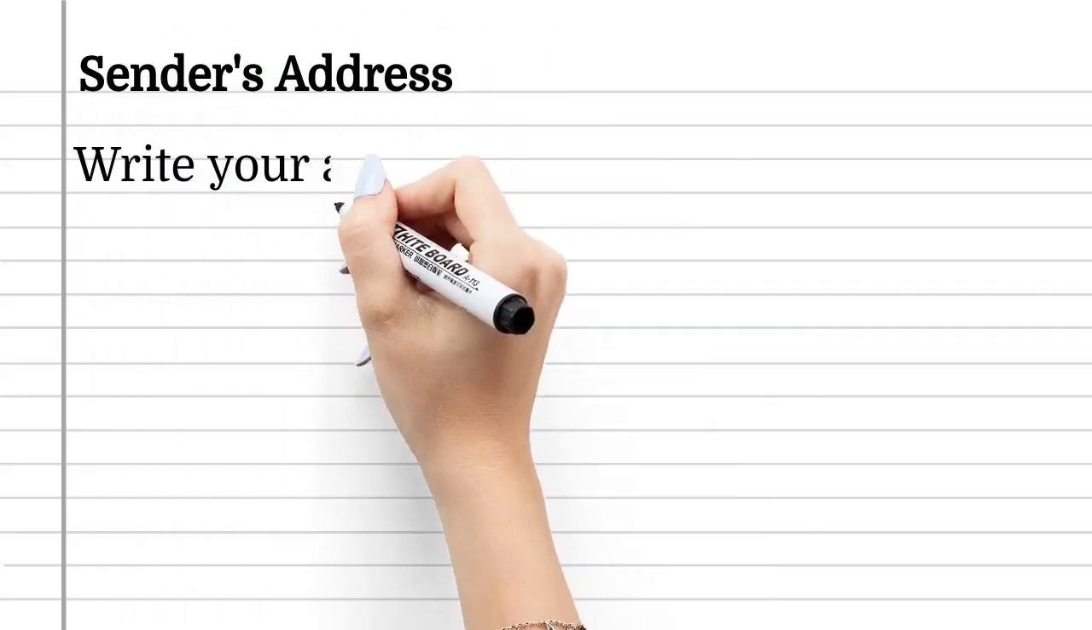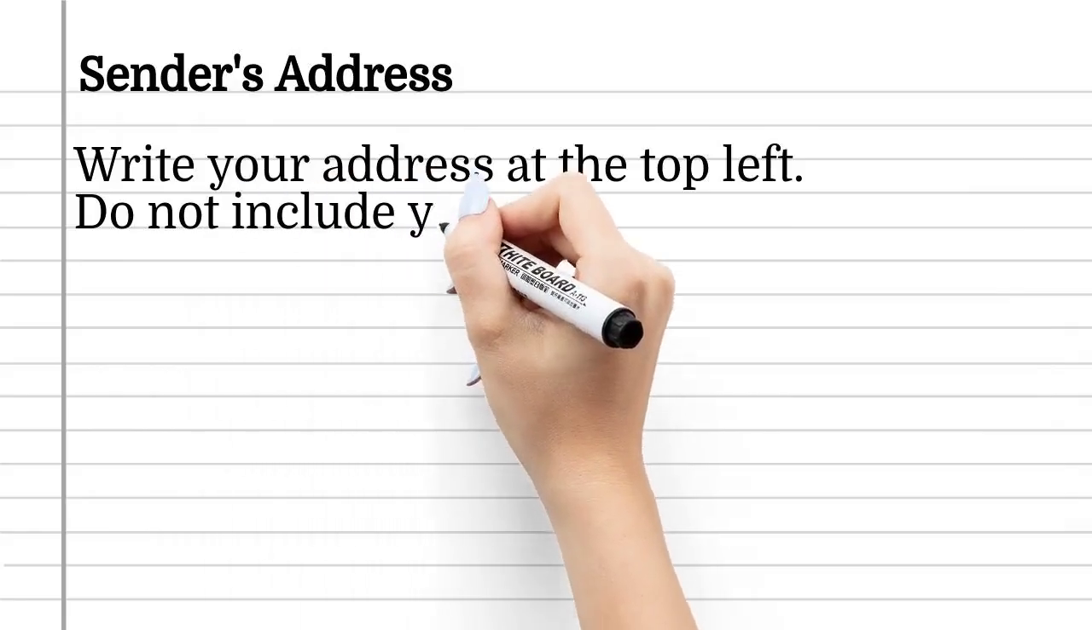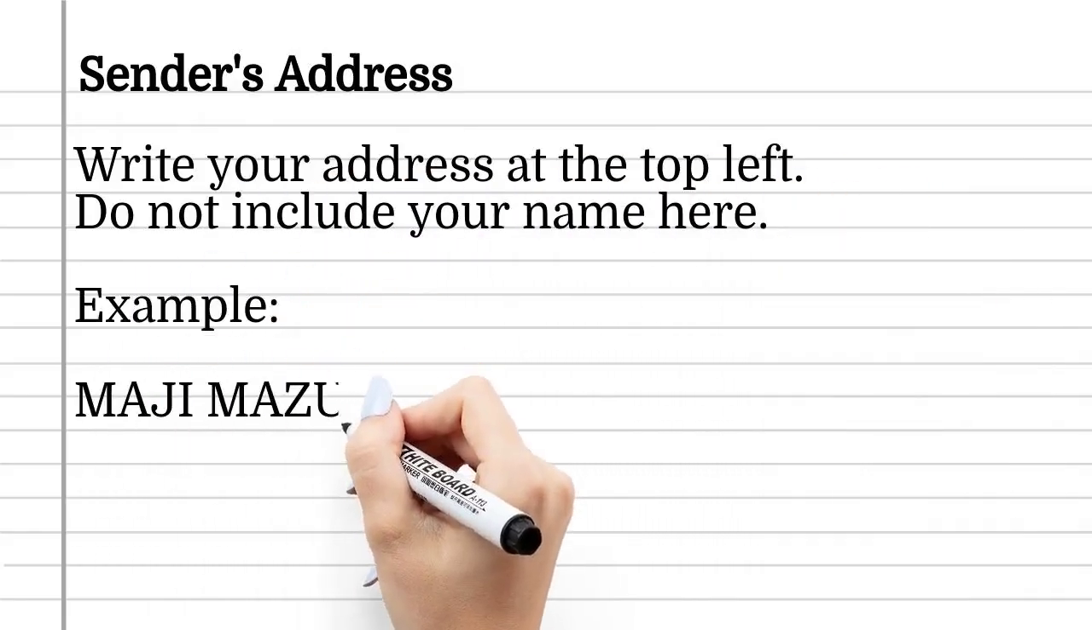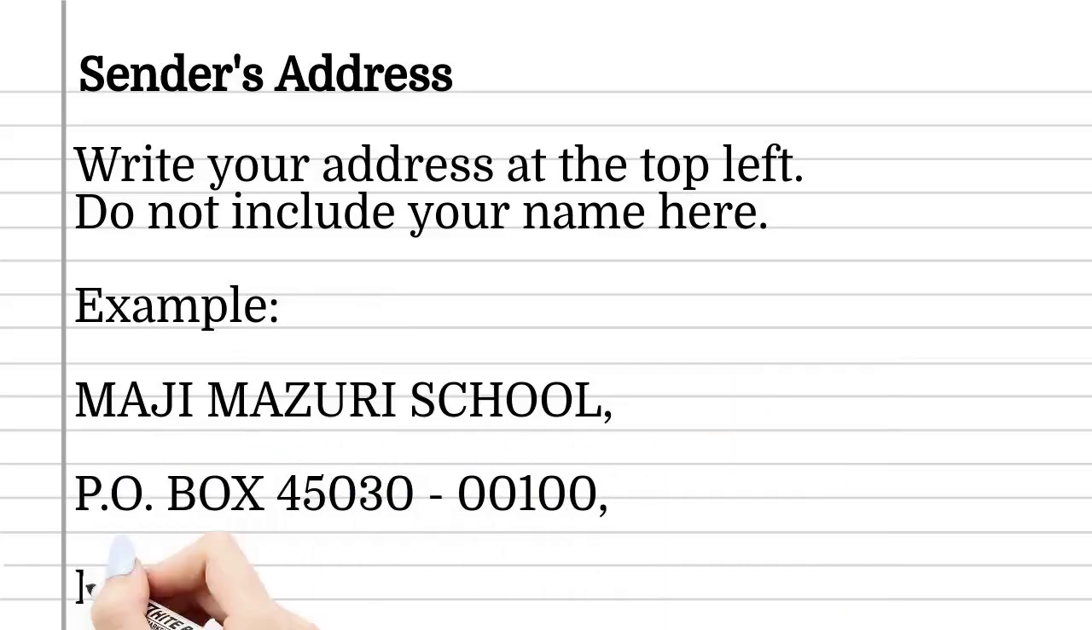The first part is the sender's address. Write your address at the top left. Do not include your name here. For example, Majimazuri School, P.O. Box, Nairobi.